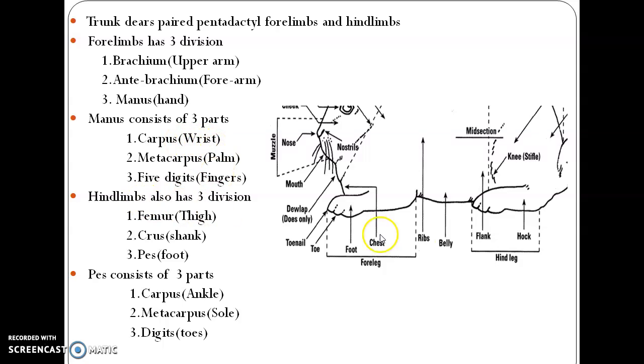Then the hind limb is also provided with 3 divisions. That is femur, crus, and pes. That is thigh, shank, as well as foot. Then this foot is again divided, like the manus in forelimbs. Here, the pes or foot is present in the hind limb. This is the third-most portion. The pes generally consists of 3 parts: tarsus, metatarsus, and digits, called ankle, sole, as well as toes.